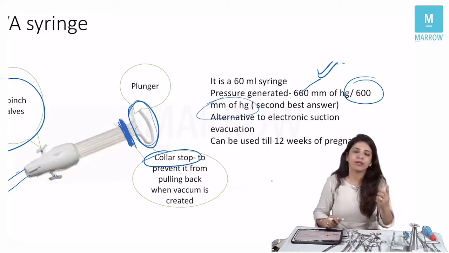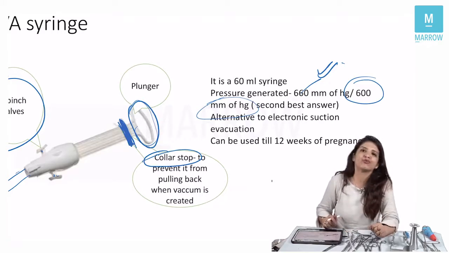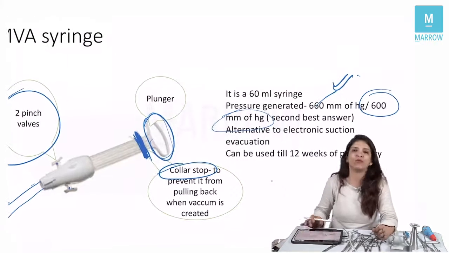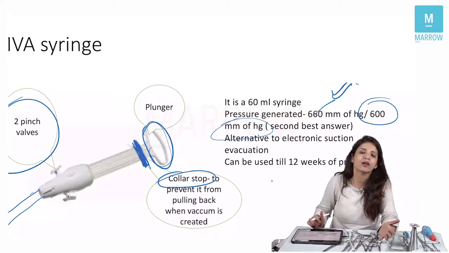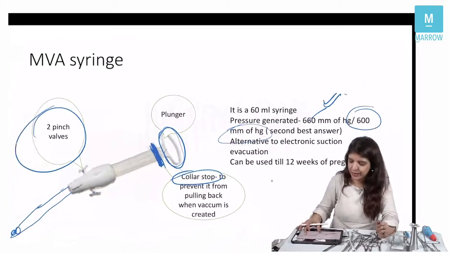And till what time can you do MTP by this method? You can do MTP till 12 weeks of pregnancy by using a manual vacuum aspiration syringe and a Carman's cannula, right?